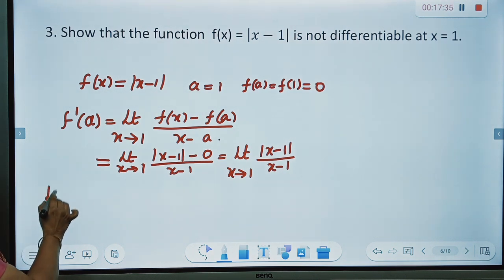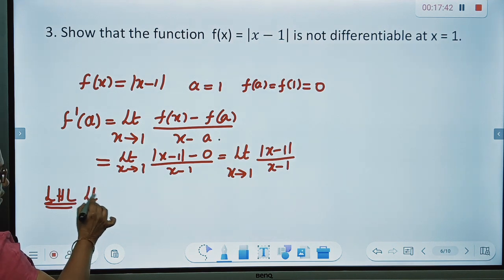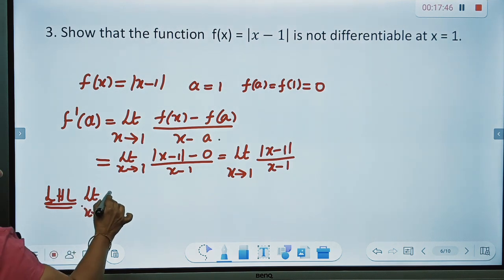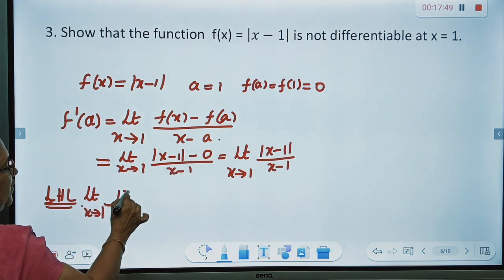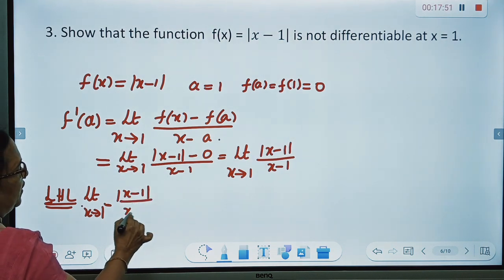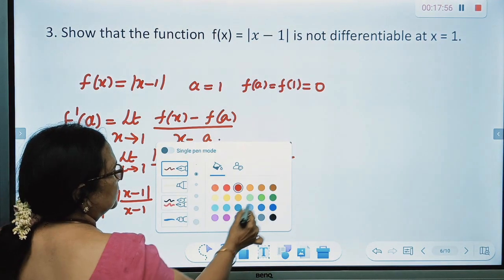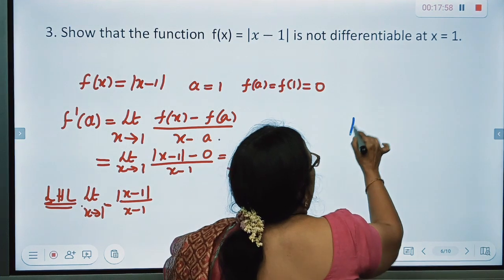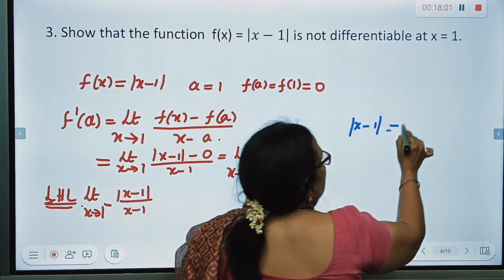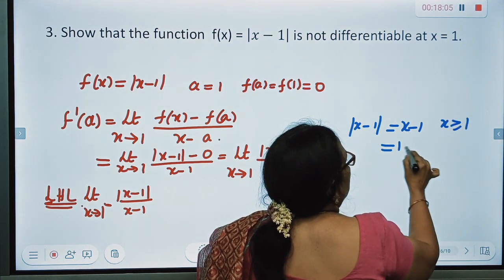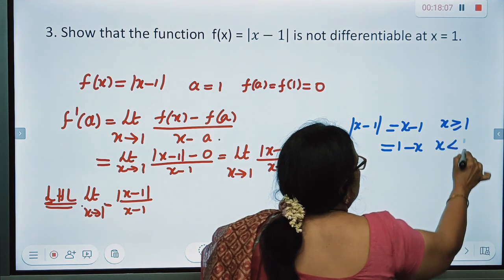Now look at the left hand limit. When I look at the left hand limit, what will I get? Limit x tends to 1 minus of modulus of x minus 1 by x minus 1. We know that modulus of x minus 1 is x minus 1 when x is greater than or equal to 1. It is 1 minus x when x is less than 1.